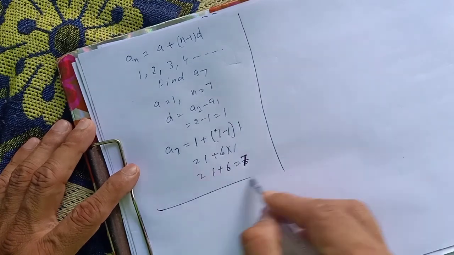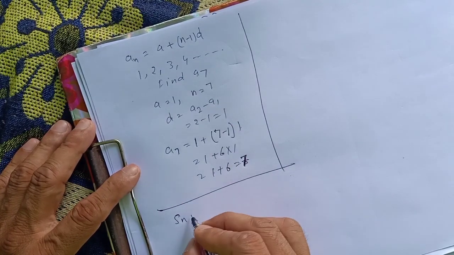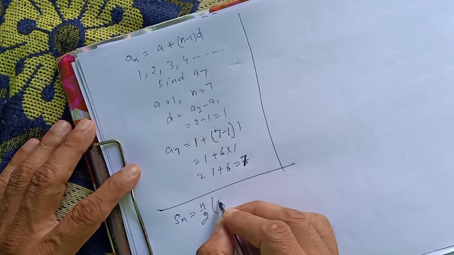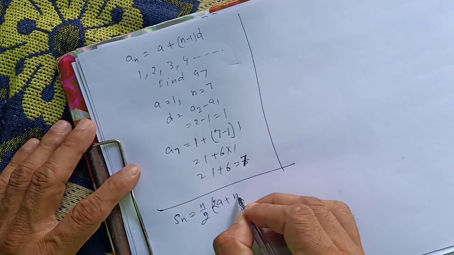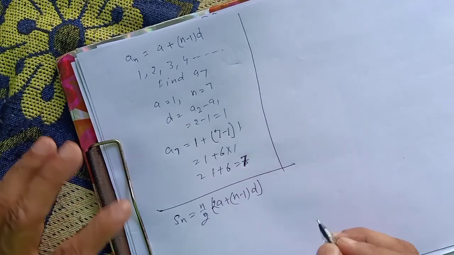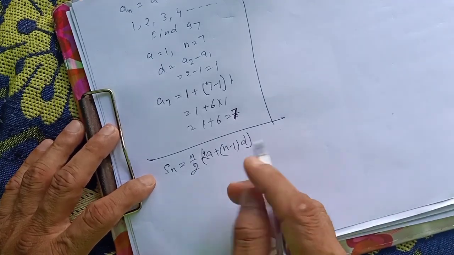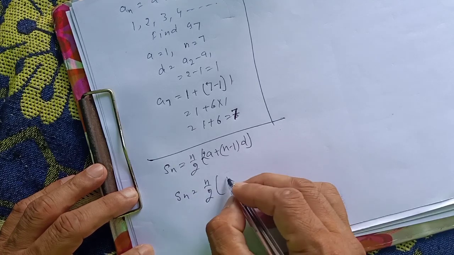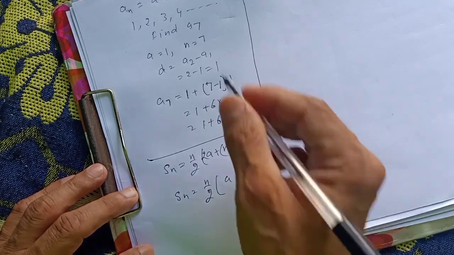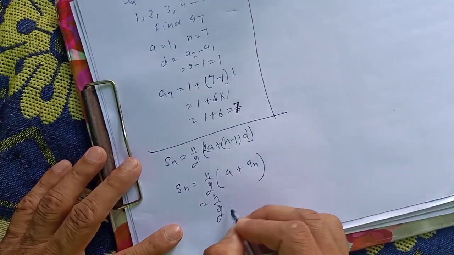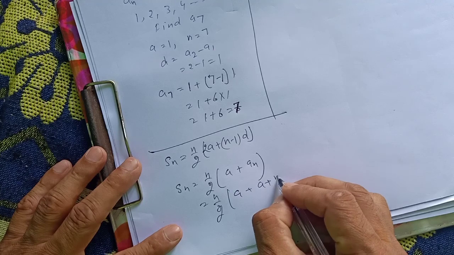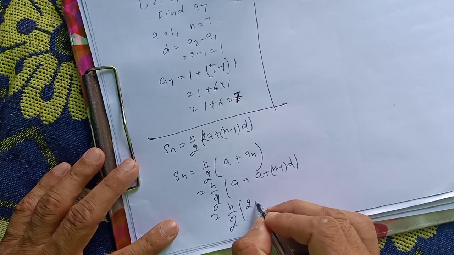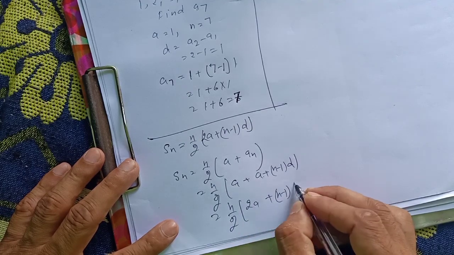Next formula is Sn, sum of n terms. This is n by 2 into 2a plus n minus 1 into d. Here, another form of this formula is Sn equal to n by 2 into a plus an, where an is the last term, which is a plus n minus 1 into d.